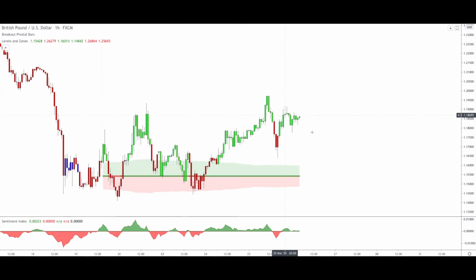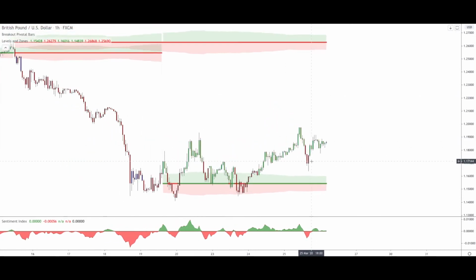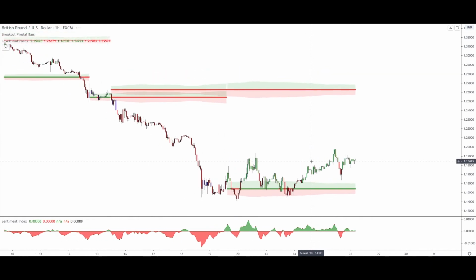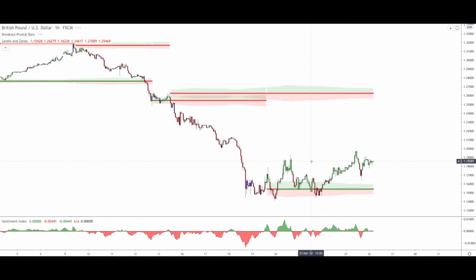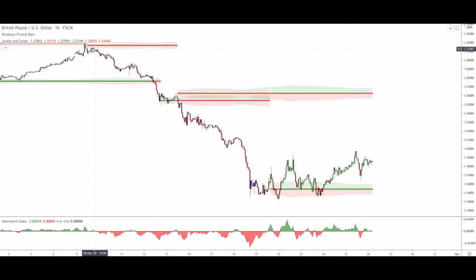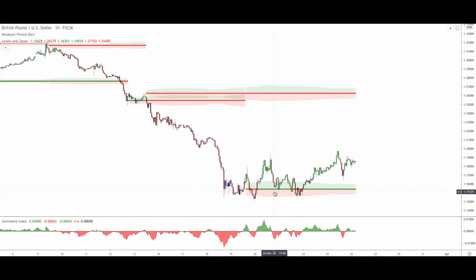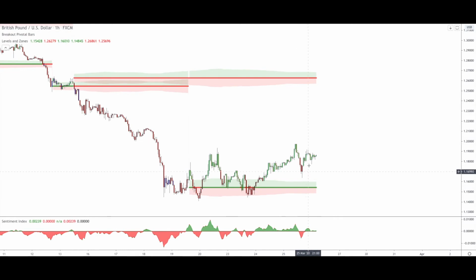this pair. If we have a look at what's going on, we can see that recently we had a very significant downtrend on the British pound versus US dollar. So this is something that we must understand. The pair is in a downtrend. Most recently it's moving sideways, but the macro view is a downtrend.